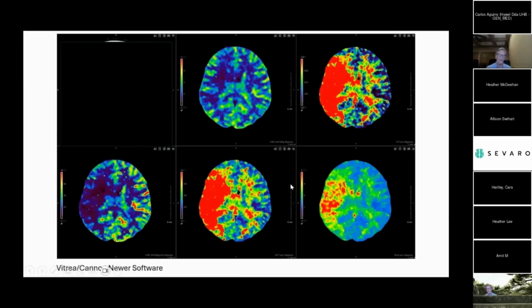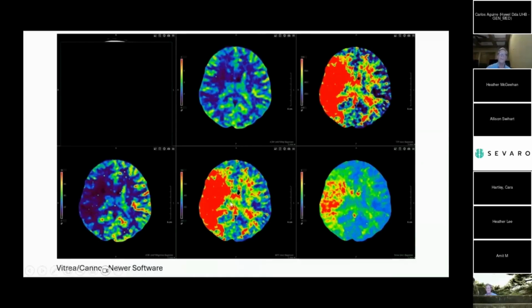Now, this is a newer Canon. I showed the old one, the new one. The images I think are just really, really pretty. This is the MTT. Here's the Tmax. We're going to take it a little quicker here. So normal is going to be in the blue and green, right? Abnormal is red. It's very conspicuous where the stroke is.